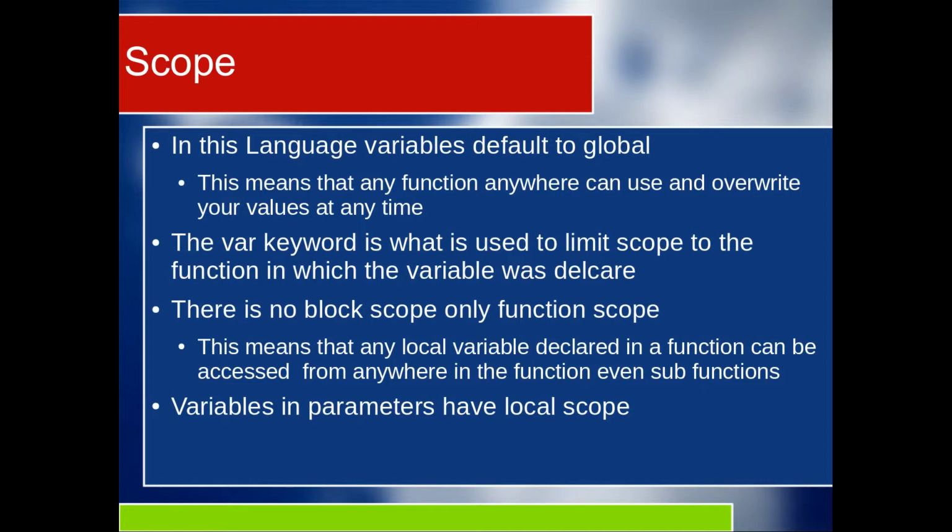So the var keyword, the one I just used up there, is what you use to limit the scope of the function. So what that means is now if you use the var in front of a variable, that variable will be visible only within the function in which it was declared. Now this has function level scope, not block level, which means anywhere in that function you can access that variable.